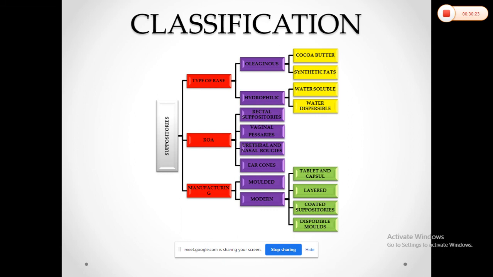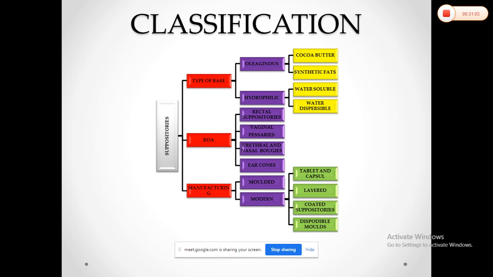These layer suppositories can be prepared by filling the mold partially first with one type of material, and when it gets solidified, you add the other layer in the mold. Suppose you have to prepare multi-layer suppositories. First you add one ingredient, once it melts you let it solidify, then you add the other layer, melt it, and let the second layer solidify. Then you can add the third layer. Likewise, you can add different layers one over the other, and these are called layer suppositories.